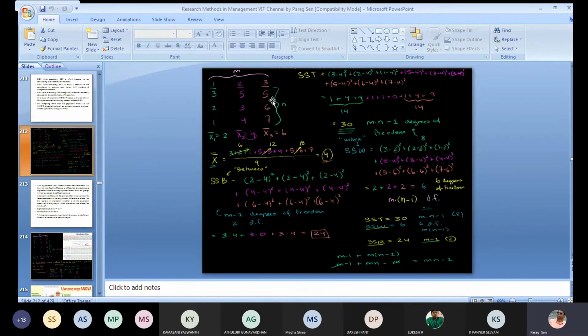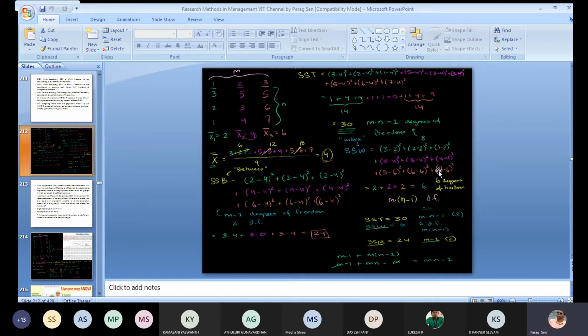So what will be your degrees of freedom? Since you have 9 samples here, your degrees of freedom will be 9 minus 1, which is 8. You can easily understand this. And if you apply the formula m times n minus 1, where m is the number of rows and n is the number of columns, 3 times 3 is 9, minus 1, so 8.